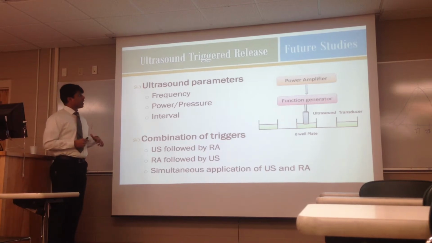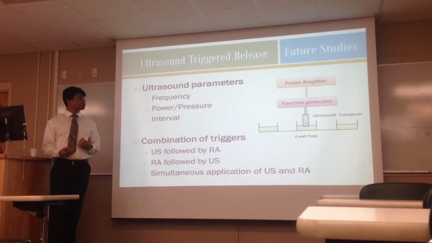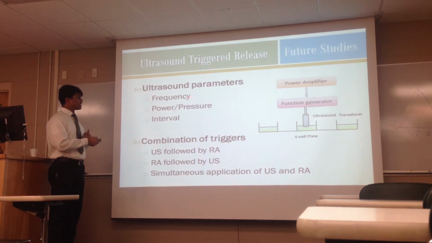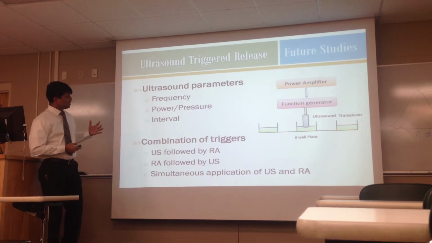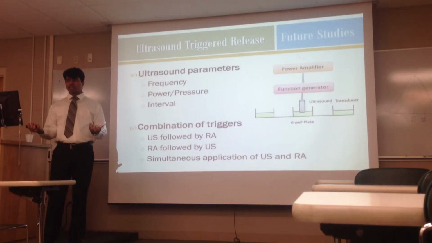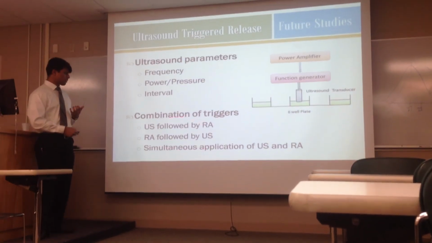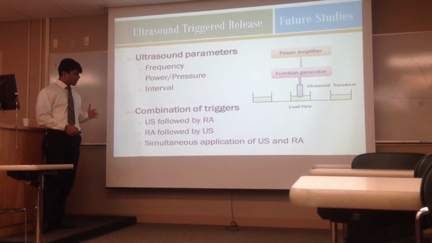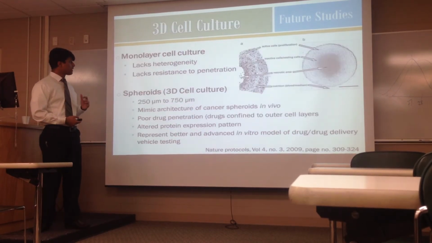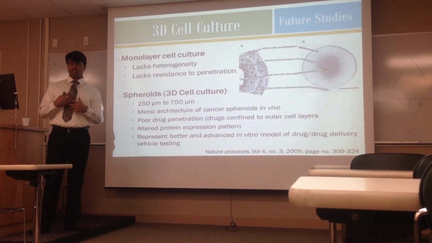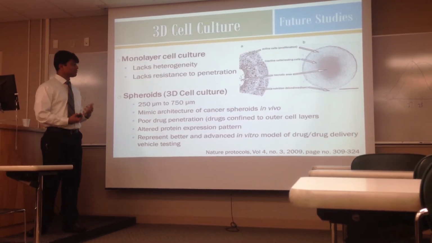Then we'll check the release with the ultrasound trigger. So we'll expose these polymersomes to ultrasound, and we'll check the release as a function of frequency, power, and interval. Then after checking release with individual triggers, we'll combine the two triggers together, and we'll have 3 different setups, and we'll check the release with each different setup. And after that, we'll move to cellular studies, where we'll be employing 3D cell culture.